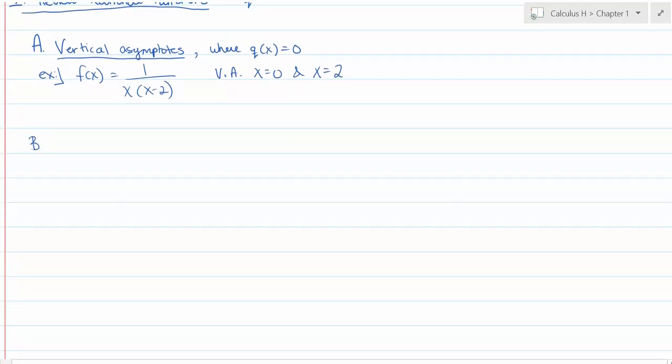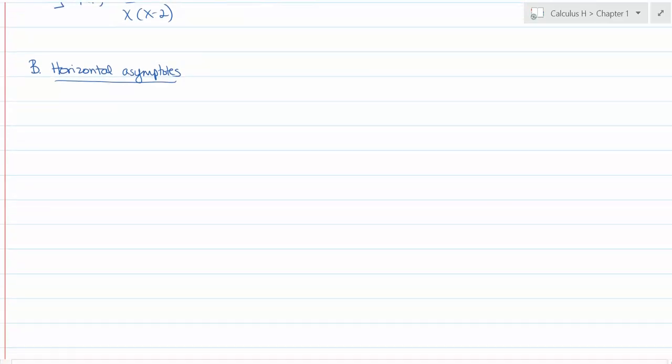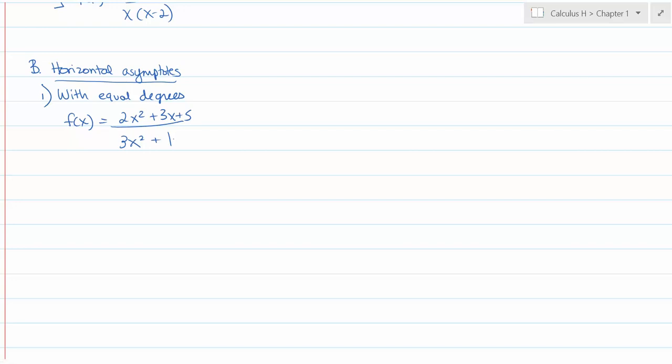Okay, next area is we'll look at horizontal asymptotes. So for example, actually there's 3 different situations. If you have equal degrees in your numerator and denominator, okay, so for example, if I had the function f of x equals 2x squared plus 3x plus 5 all over 3x squared plus 1, as x got larger and larger, or smaller and smaller, really what's going to happen is the top and bottom are going to grow at the same pace because they both have x squared. So your horizontal asymptote is just going to be the leading coefficients, so 2/3.